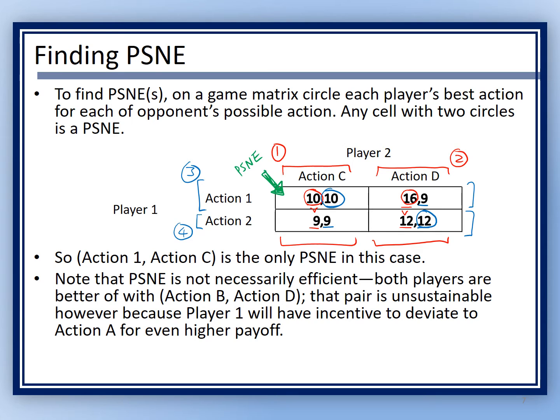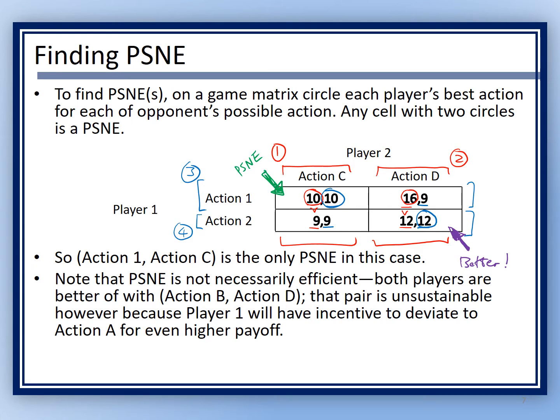However, Nash equilibrium is not necessarily efficient. Take a look at the bottom right corner. This one. Notice that in the bottom right corner, both players would be better off than in the Nash equilibrium. 12-12 instead of 10-10. So this is actually better. It's better, but it's not a Nash equilibrium.